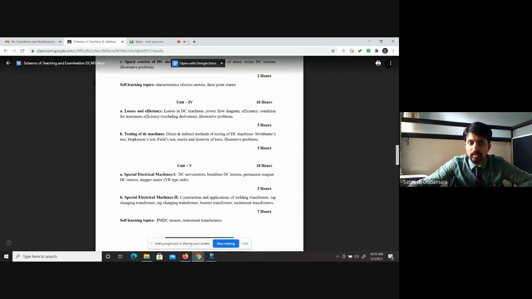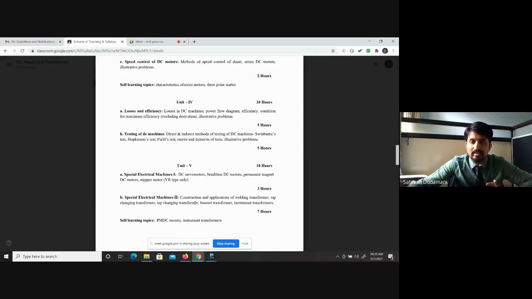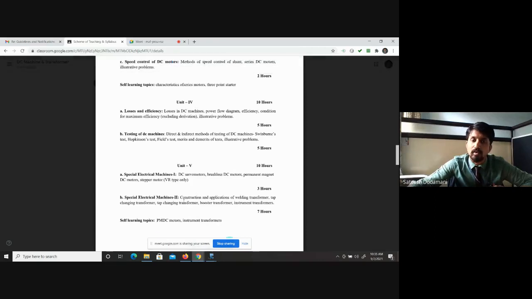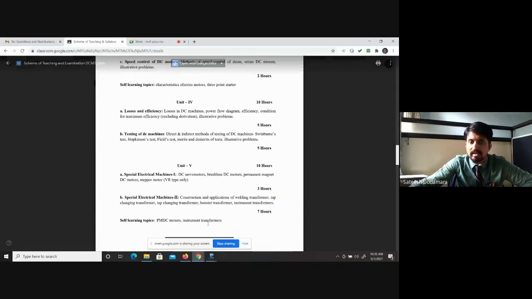Special Electrical Machine 2, I will leave to you. If the diploma students' syllabus gets over before March, then I will definitely take Special Electrical Machine 2 for the diploma students as well as for you once again, and we will study it. Otherwise, go through this chapter before that if you want. Here, self-learning topics are PMDC and instrument transformer; the PMDC motor I have already covered, and the instrument transformer is already given. You can consider this chapter as self-learning, so try to study on your own. If time permits, then I will take it.